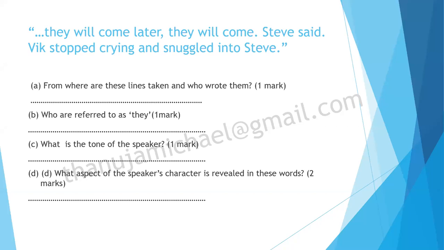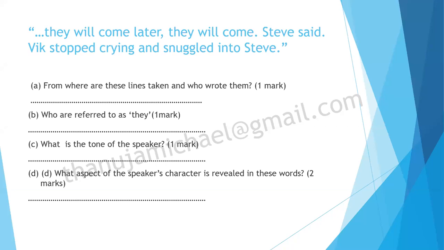What is the tone of the speaker? "They will come later, they will come," Steve said. So he's reassuring the kid, right? Vic stopped crying and snuggled. So for Vic to stop crying and snuggle, what kind of a tone do you think? Right? So assurance, giving hope.